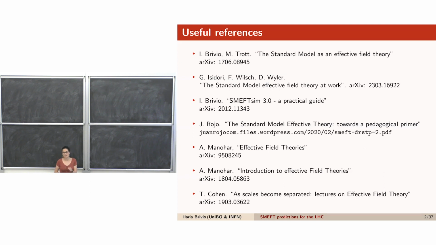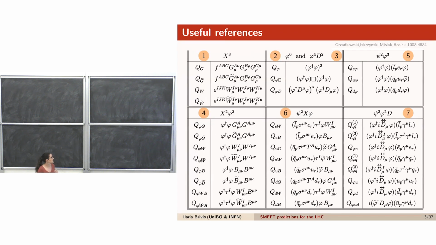So the first order that is interesting is the dimension 6. This is the thing on which we are going to focus today. We're going to talk for 90% of the time from now on about dimension 6, because this is the leading order of this SMEFT.